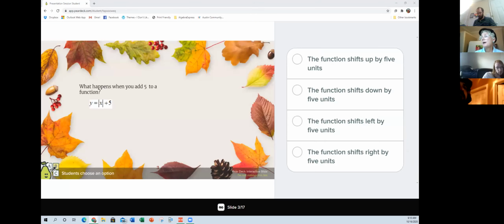What happens when you add 5 to a function? Okay, most of y'all that are responding are getting this. When you add 5, notice that the 5 is on the outside of the function. That would shift the function up 5 units. So this would be a V shape, and it would be shifted up from the origin by 5 units.